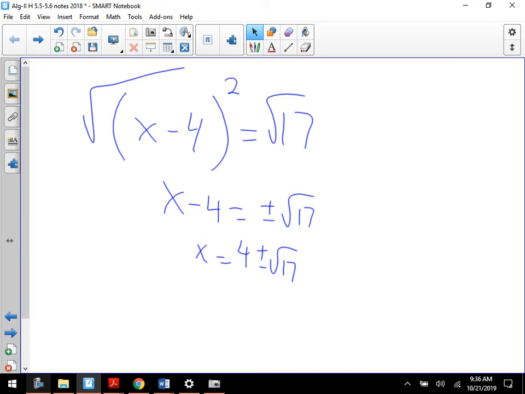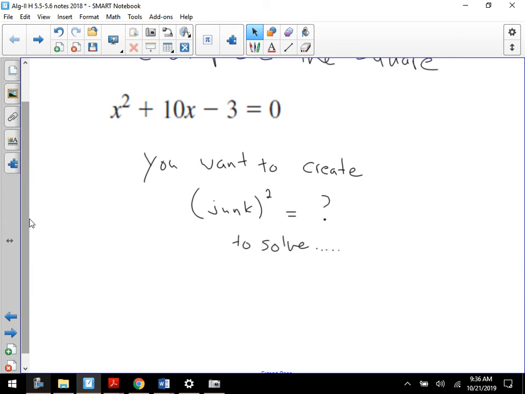Now, what we're trying to do is take this equation and turn it into junk squared. We do that via a couple of steps, all right? And like I said, this is a great method when your b value is even. You can still do it if it's an odd number, and I'll show you how that works, but it's really, really nice when it's even. So what we do here is this.